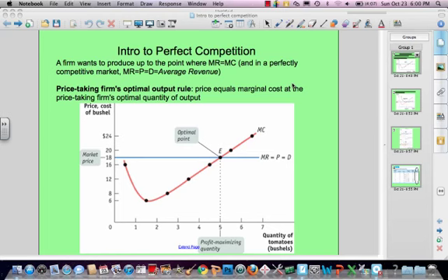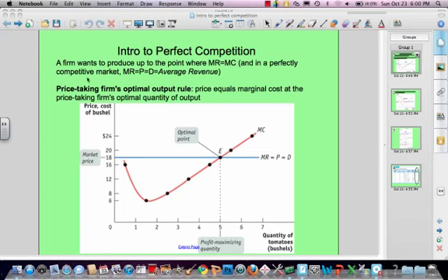Recall, a firm wants to produce up to the point where marginal revenue equals marginal cost. You can see here, this is a point we're all getting to know well. And remember that in a perfectly competitive market, this marginal revenue curve is also going to equal the price curve, which will also equal demand for the firm, because any price above that, the demand will be zero, and any price below that, the demand will be infinite in a perfectly competitive market.